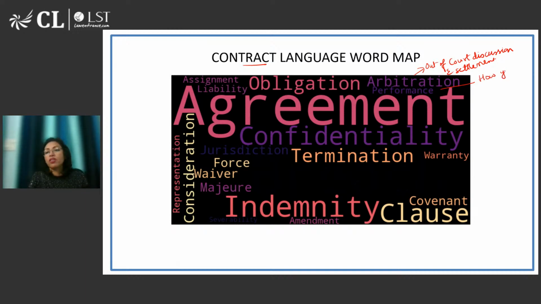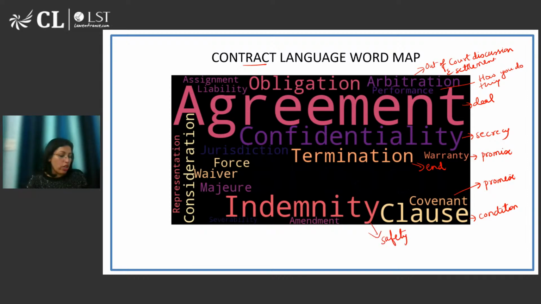Performance, of course, is how you do. Agreement, of course, is a deal where two people settle down to a thing. Confidentiality, of course, is secrecy. We've already done it. Warranty is a promise. Okay, termination is to end a contract. Covenant is a promise. A clause is a condition. Indemnity is safety. So I promise to indemnify.